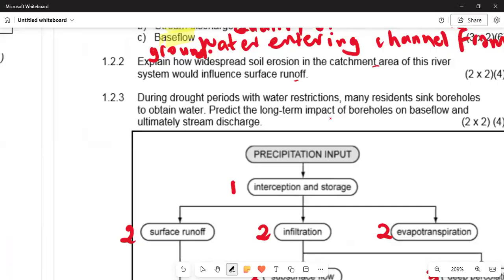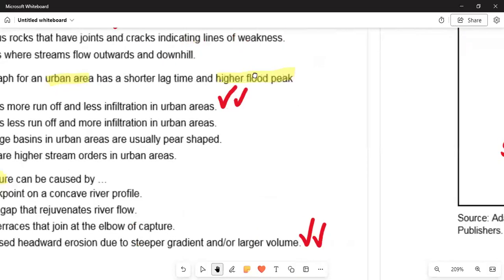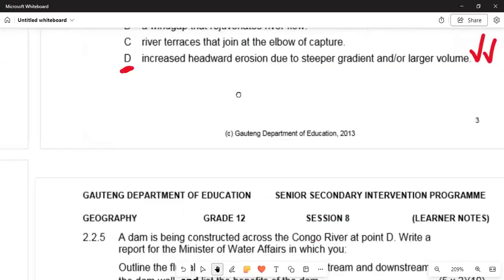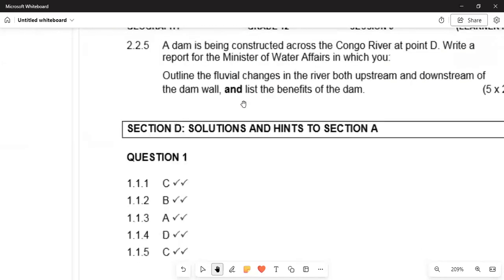So what is a borehole? When we dig to obtain water, that is a borehole. And then they ask to predict the long-term impact of the boreholes on the base flow and ultimately the stream discharge, for 4 marks. All right. And then remember that you need to write this very clearly so that the marker can see what you have written so clearly.